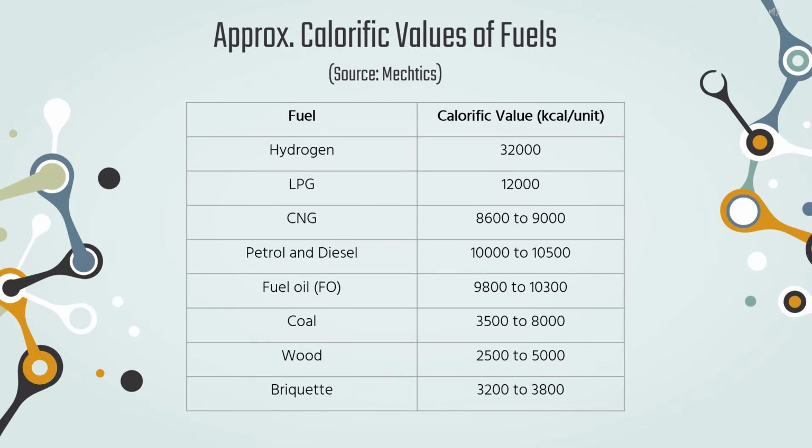Here are some approximate calorific values of fuels, and the source of the data is Metrics. The table given below gives some calorific values of fuels. Hydrogen has a calorific value of 32,000, LPG has 12,000, CNG ranges from 8,600 to 9,000, petrol and diesel range from 10,000 to 10,500, fuel oil FO ranges from 9,800 to 10,300, coal ranges from 3,500 to 8,000, wood ranges from 2,500 to 5,000, and briquette ranges from 3,200 to 3,800.